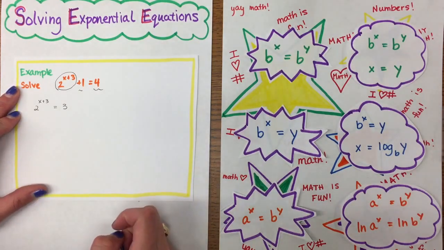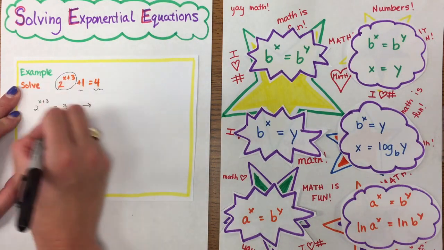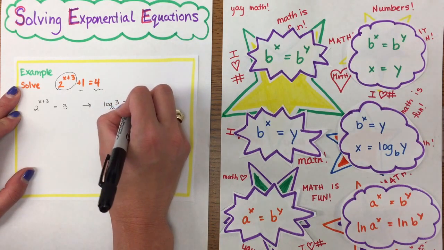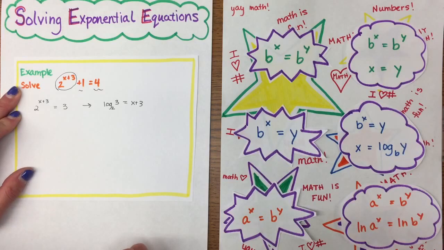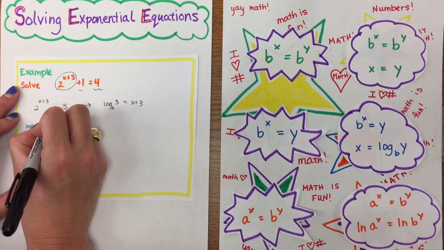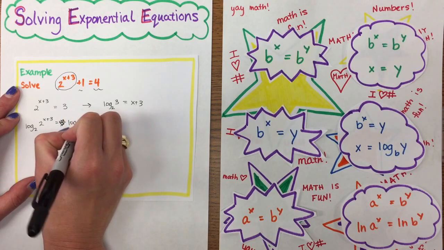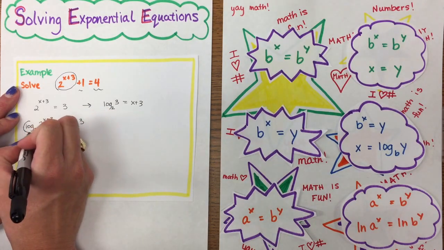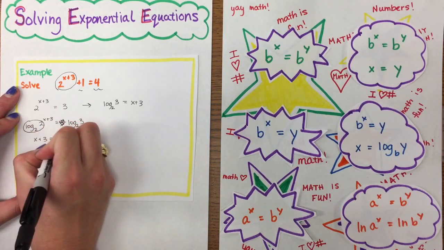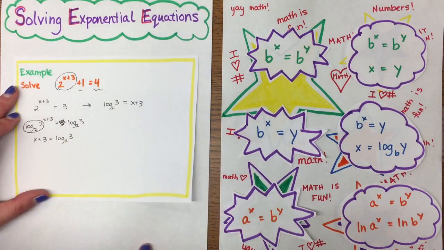My other option would be to take log base 2 of both sides. So I can either say, all right, I know that log base 2 of 3 is equal to x plus 3, using my definition of logs. Or I could take log base 2 of both sides, 2 to the x plus 3 is equal to log base 2 of 3. Log base 2 of 2 to an exponent is going to cancel itself out, giving me x plus 3 is equal to log base 2 of 3.